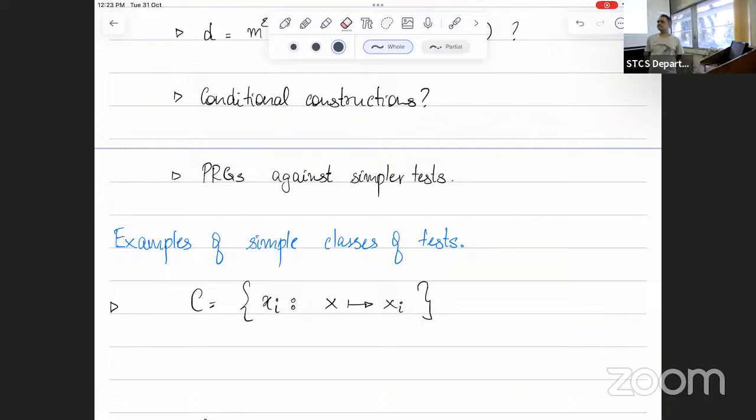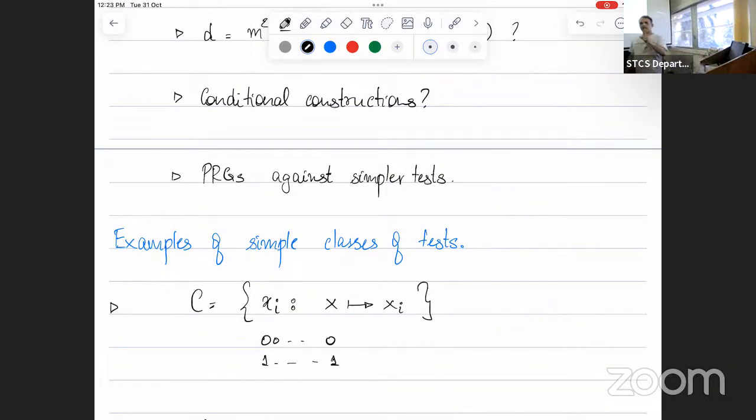Every test in this class is just outputting the ith bit, and this class consists of n different functions, one for every i. Your PRG is going to take one random bit and just output it n times. You can think of your distribution as just the following: there is 0, 0, 0 and 1, 1, 1. Your generator on one seed returns this, on the other returns that. Of course, the expected behavior is what you want it to be. So the seed length is awesome: seed length is 1, and you're able to stretch 1 bit to n bits.